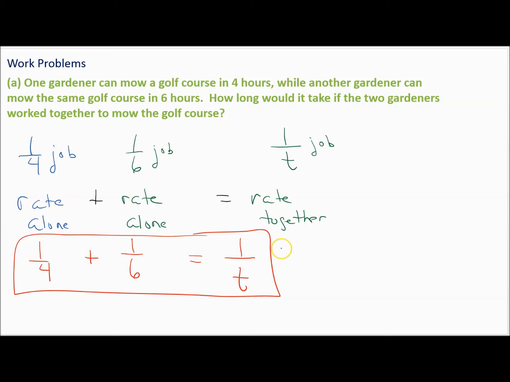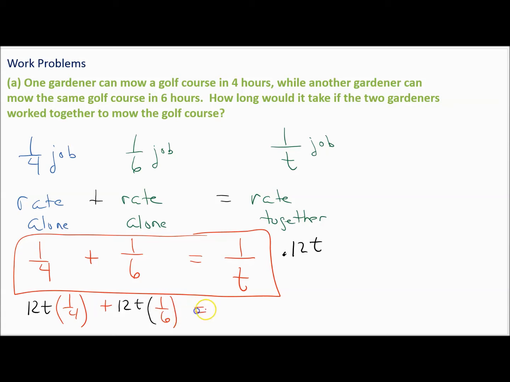So listen, y'all, we're going to multiply every one of these by 12T. So let me write that down. We're going to have 12T times 1/4 plus 12T times 1/6. I was doing that in red, why not?